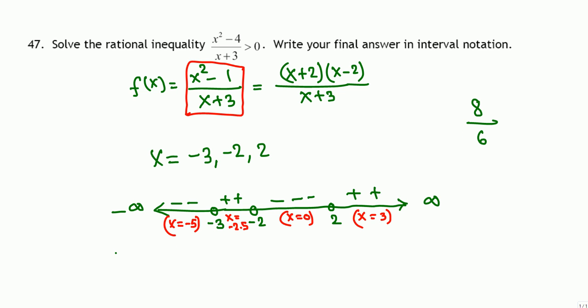Okay, now we write down the solution in this way. We wanted this function to be bigger than 0. Bigger than 0 means positive. So here and here are positive. So negative 3 through negative 2, with circles meaning parentheses, and union 2 to infinity. Final.